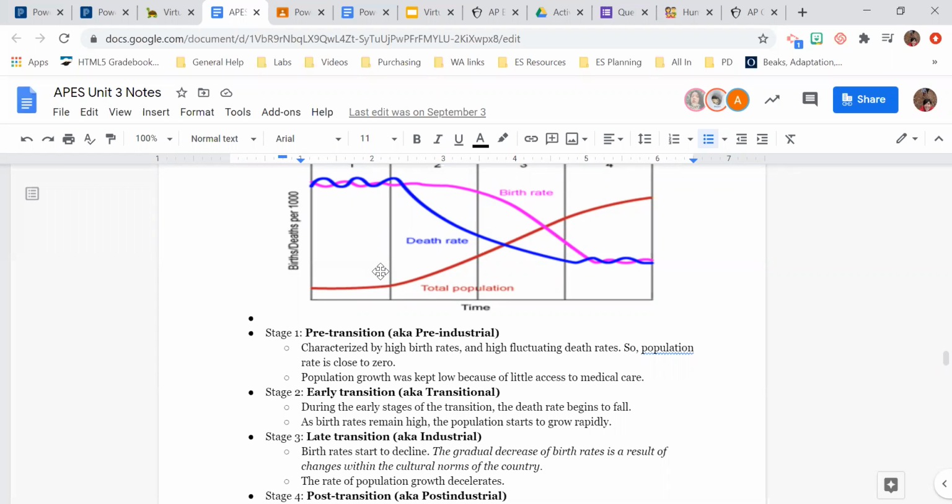Then we move into this early transition or transitional phase. In the early stages of the transition, death rate will begin to fall. So transition happens in both stage 2 and stage 3. We can consider both of those transitional. But the first thing that happens is the death rate falls, but birth rate stays the same. Basically, the death rate begins to fall because we have better medical care or better nutrition, or both. So you have better medical care, people start to live past childhood, you end up having this death rate start to fall, but your birth rate stays high.